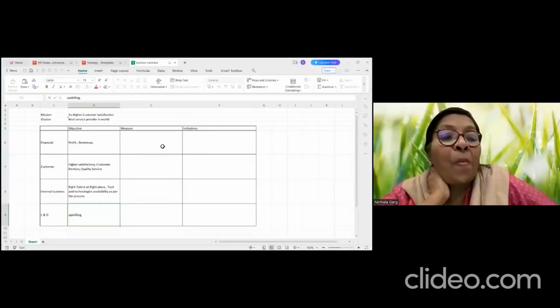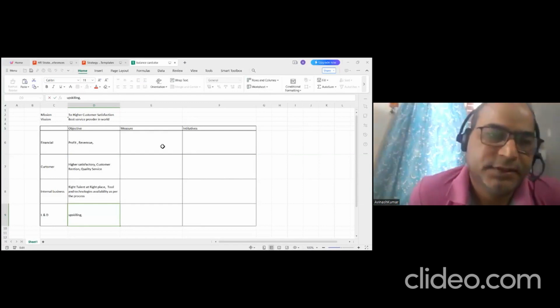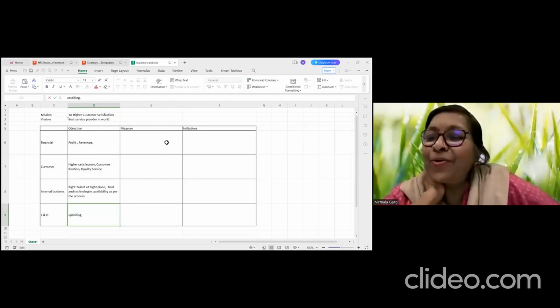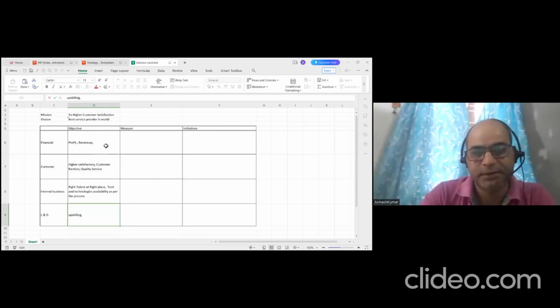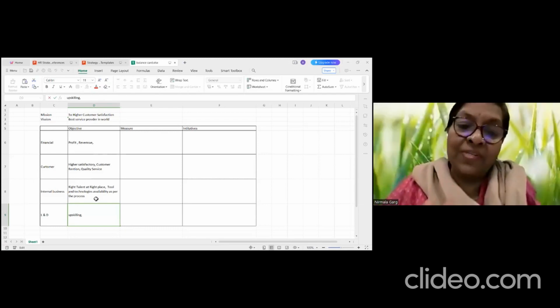As you said, ma'am, we just put only the objectives. But you could have put more objectives, right? You could have thought of that. So in terms of financial, like in any organization, the last motive of the organization is to maximize the profit and increase the revenue. Yes, the financials is always there.